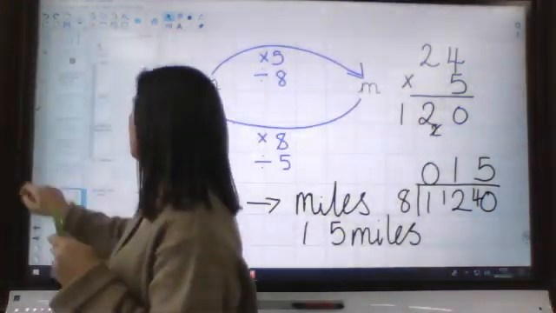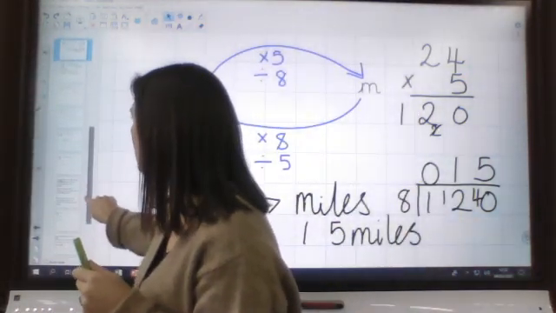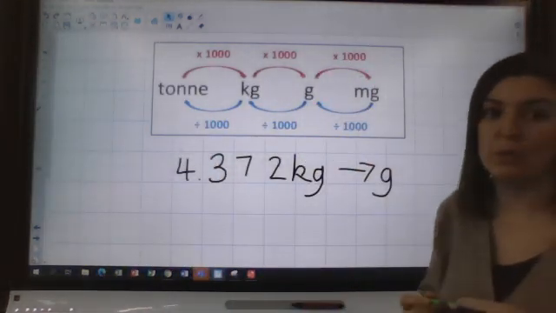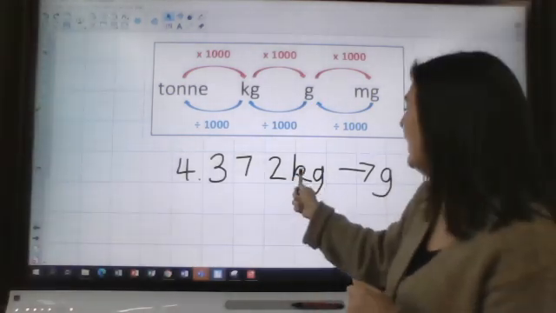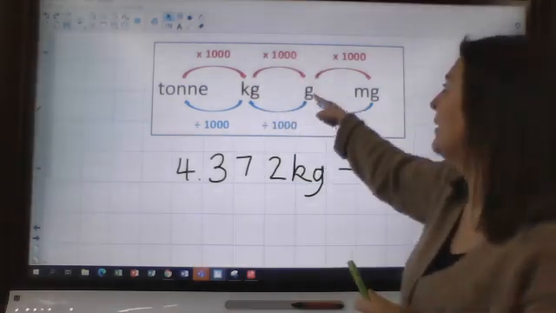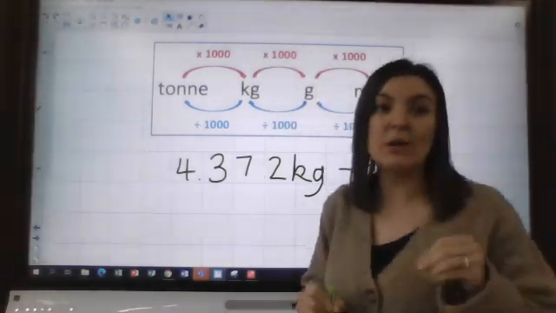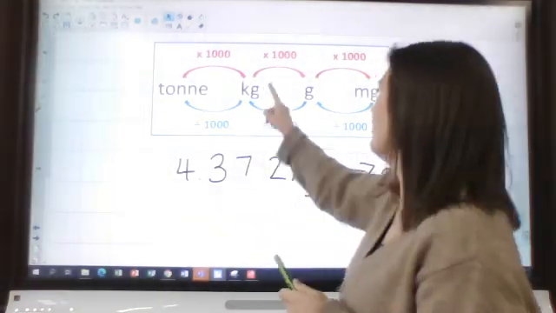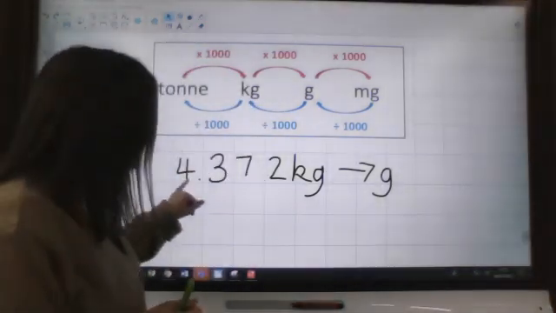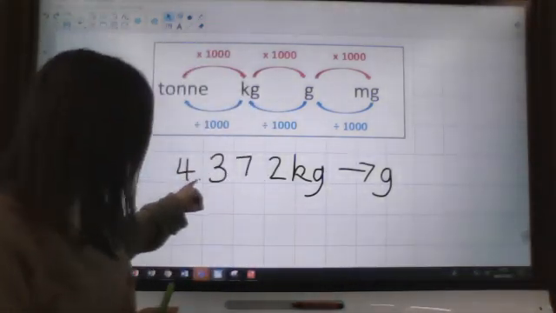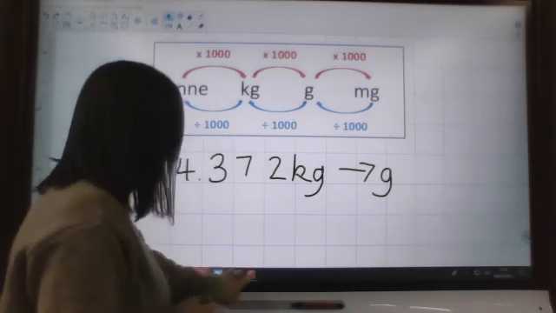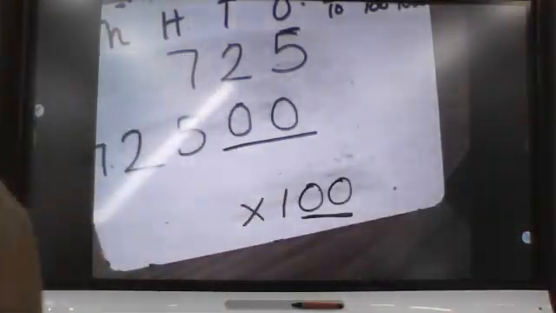So kilograms and grams then. Again, we are back to our multiplying and dividing by 10, 100 and 1,000 for these ones. If you are going from kilograms to grams, we've got to multiply by 1,000 because there's 1,000 grams in 1 kilogram. I'm going to look at this one with you. Now, if you look at this one, it's got a decimal point in. So be really careful. I've got 4.372. So be really careful if you're using the place value chart.